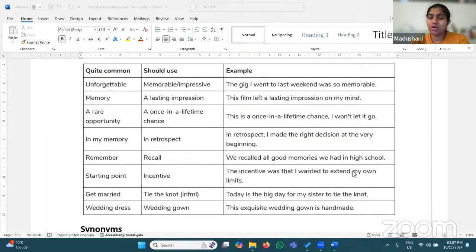So try to make one sentence for whatever word you like. Make a sentence for any word here under should use, and send it to me, so I can see whether you got it correctly. Anyone can pick any word they like. Lasting impression. You have example sentences as well in the third column.